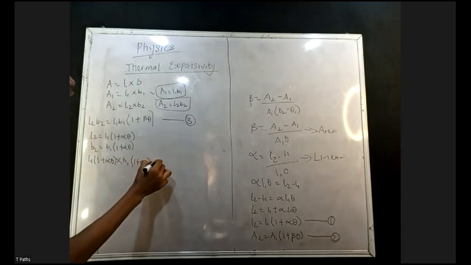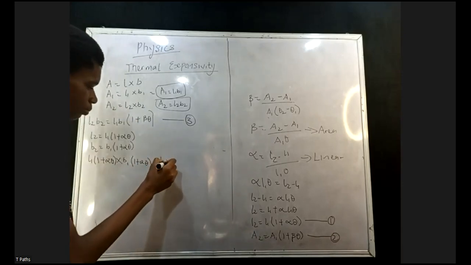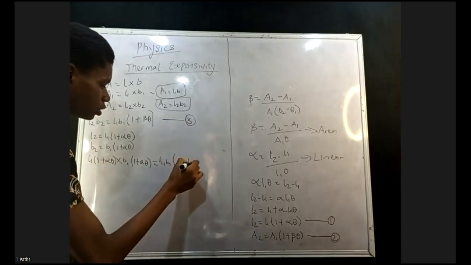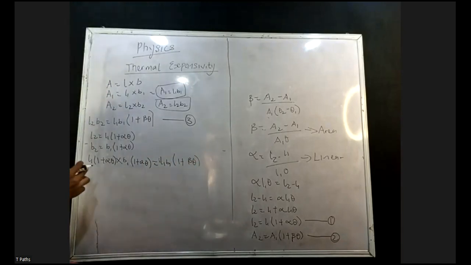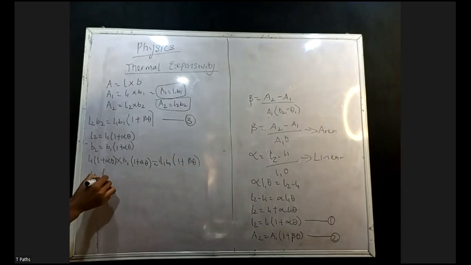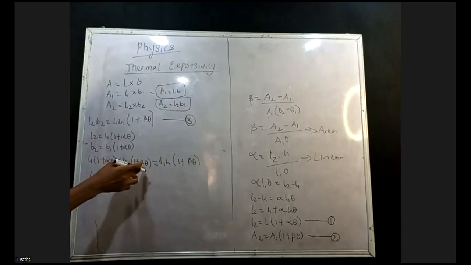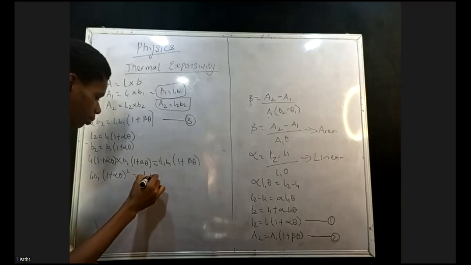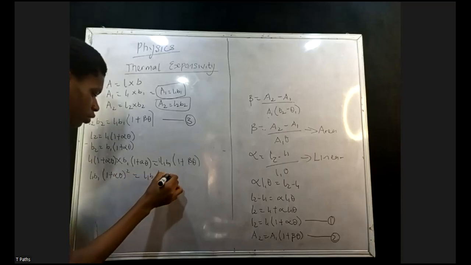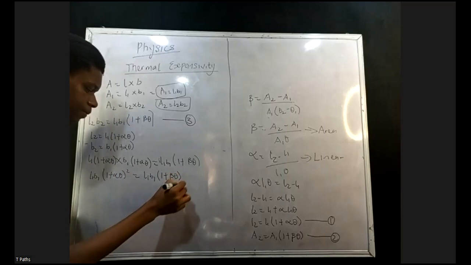All right, is equal to L1 B1 open bracket 1 plus beta theta. I hope you guys are following. So, all right, what I'm going to do here is multiply these two guys, L1 B1 open bracket 1 plus alpha theta squared. Alpha, 1 plus alpha theta times 1 plus alpha theta will give 1 plus alpha theta squared. So it's equal to L1 B1 open bracket 1 plus beta theta.